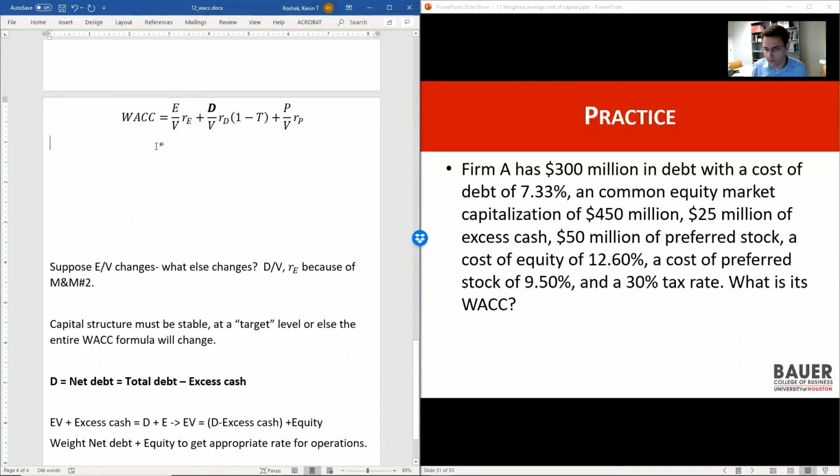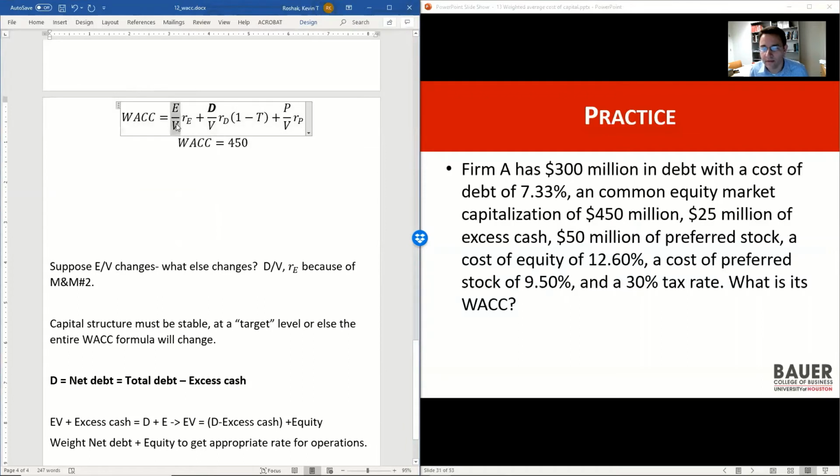So we can start, let's say we move left to right here. E is the common equity. So how much does firm A have worth of common equity? Well, that's $450 million. That's their share price. We know that that's worth $450.